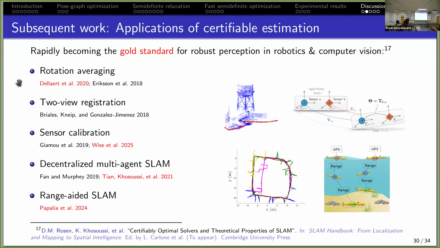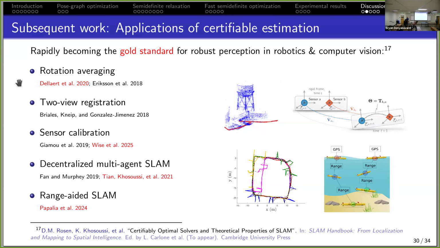And in fact, subsequent to our original derivation of this result, there's been a bunch of follow-on work applying this same sort of relaxation or estimation strategy to a bunch of different problems, other fundamental problems in spatial perception, including things like rotation averaging, sensor calibration, multi-agent SLAM, and most recently range-aided SLAM.